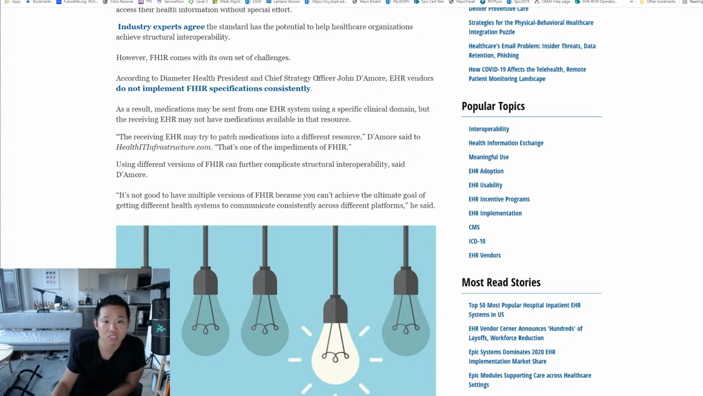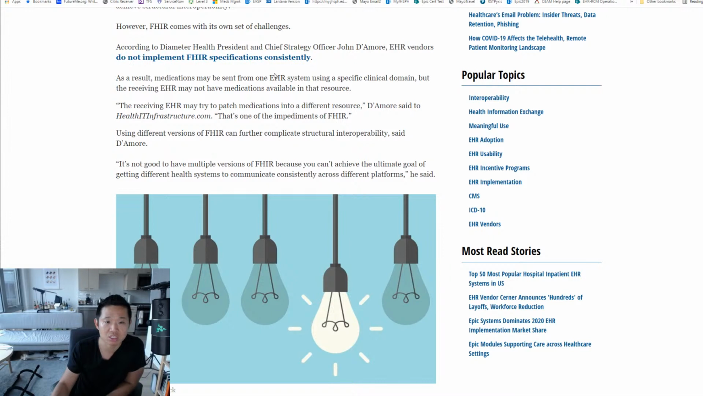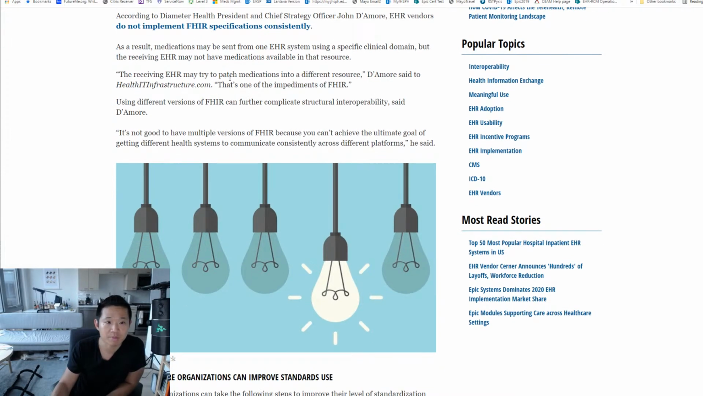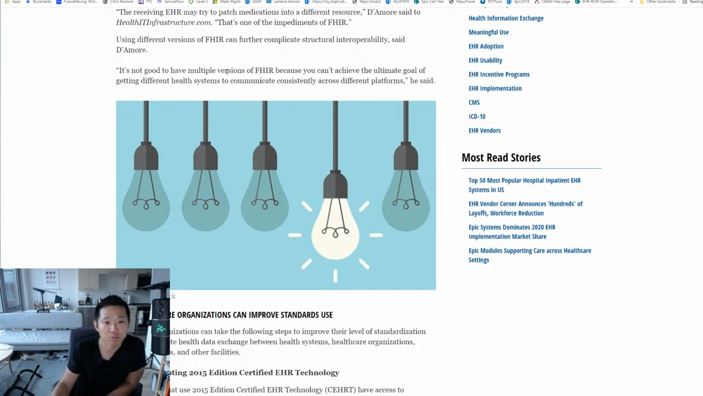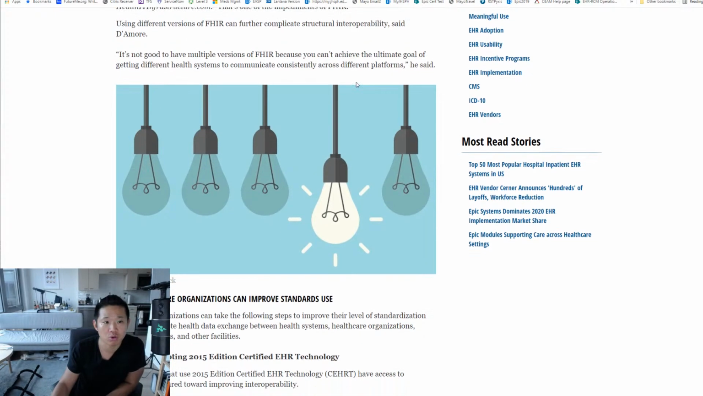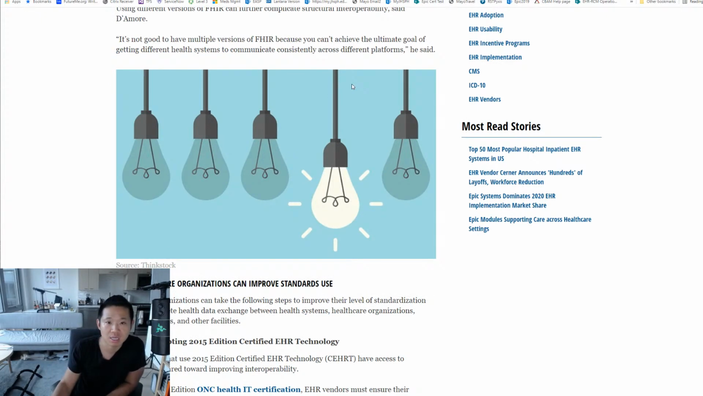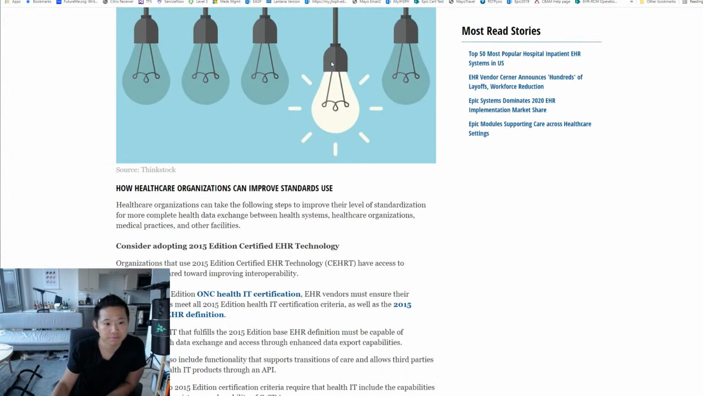According to Diameter Health President and Chief Strategy Officer John Demore, EHR vendors do not implement FHIR specifications consistently. As a result, medications may be sent from one EHR system using a specific clinical domain, but the receiving EHR may not have medications available in that resource. The receiving EHR may try to patch medications into a different resource. That's one of the impediments of FHIR. Using different versions of FHIR can further complicate structural interoperability. It's not good to have multiple versions of FHIR because you can't achieve the ultimate goal of getting different health systems to communicate consistently across different platforms, he said.